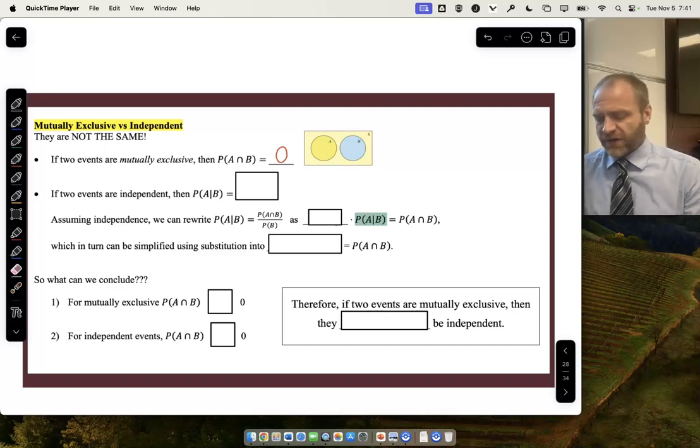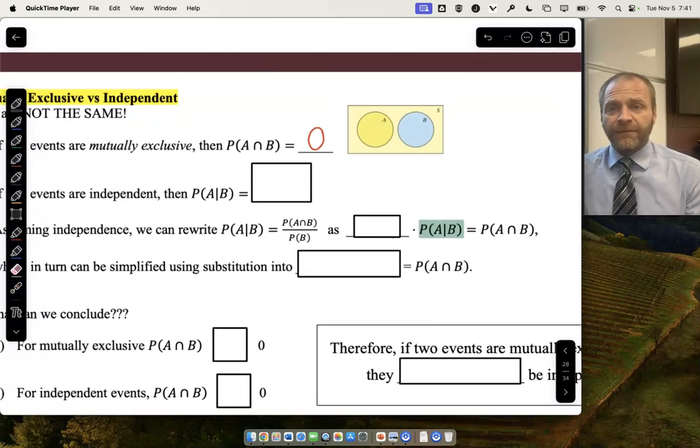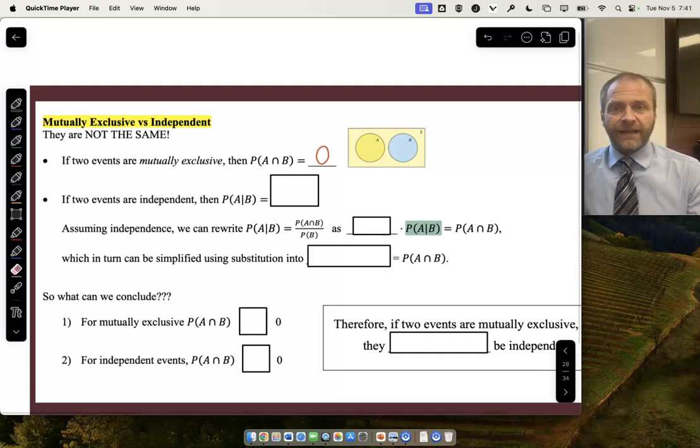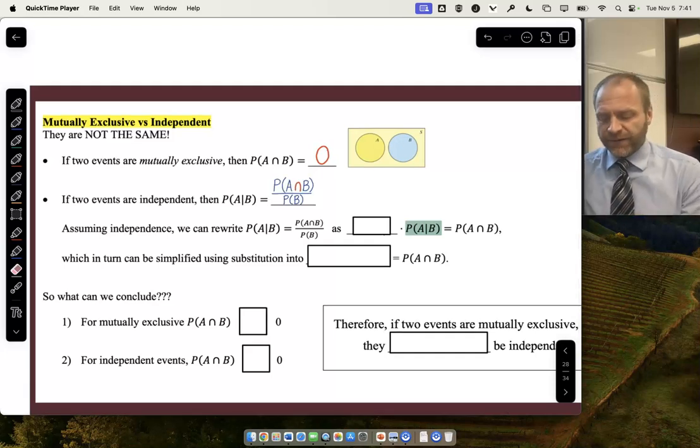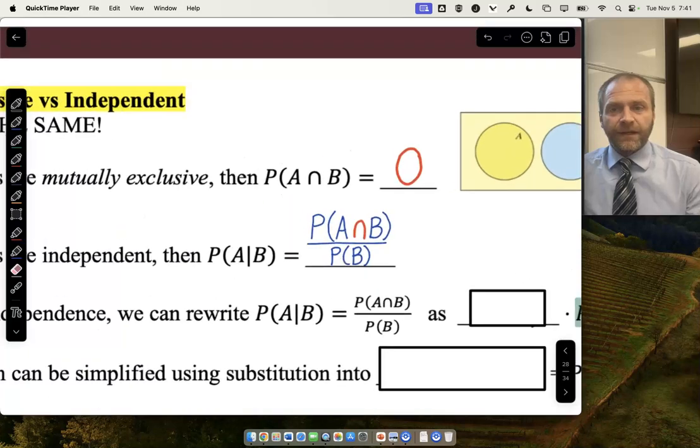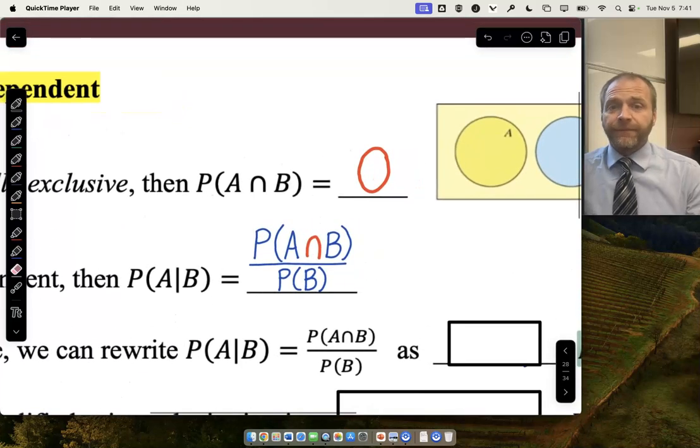So if two events are mutually exclusive, the probability of event A given that event B would be the probability of A and B over the probability of B. I mean, that's the formula, right? The probability of event A given event B happens is their intersection divided by the probability of event B.